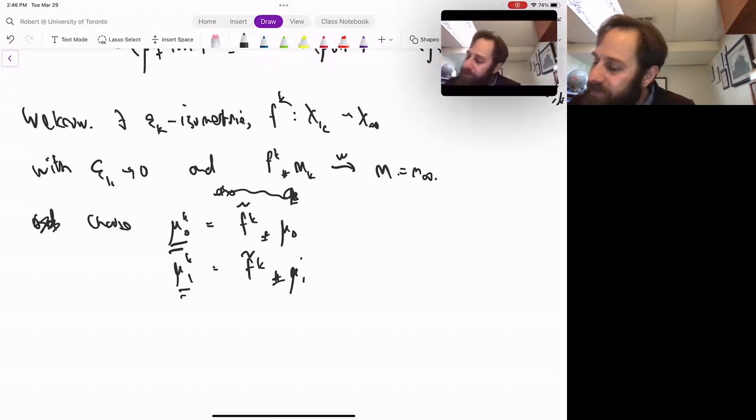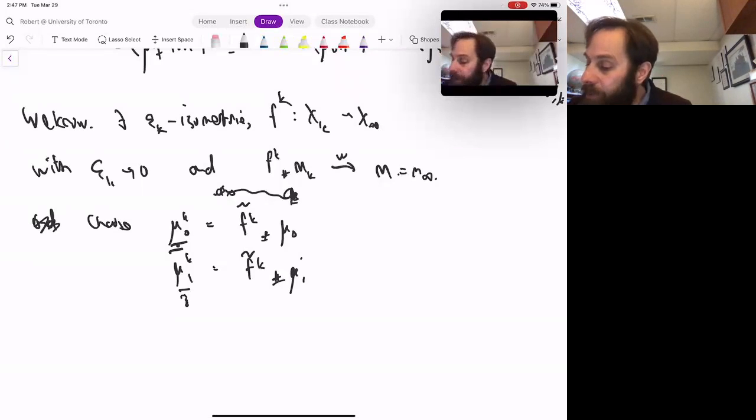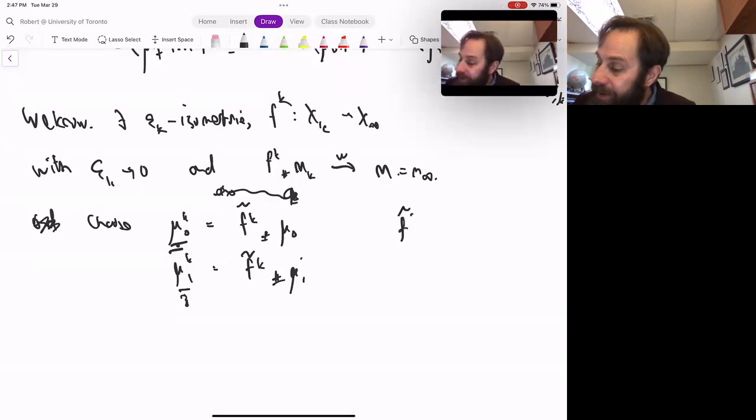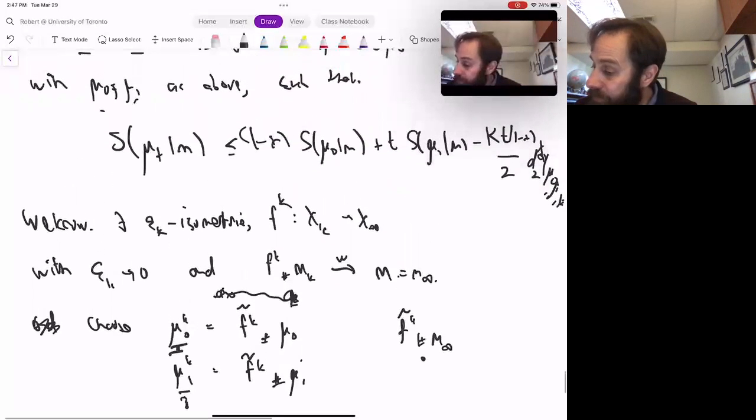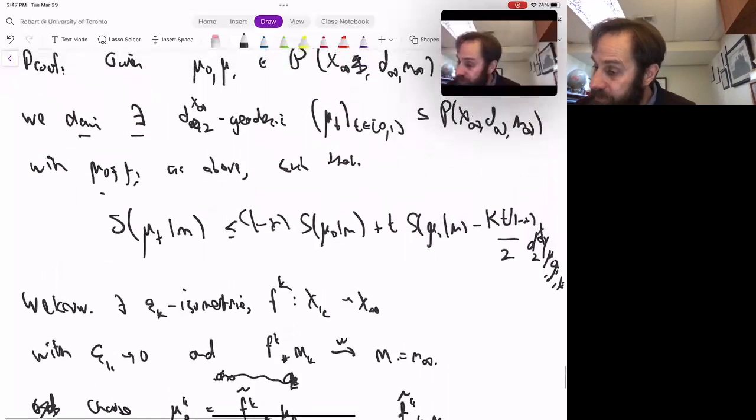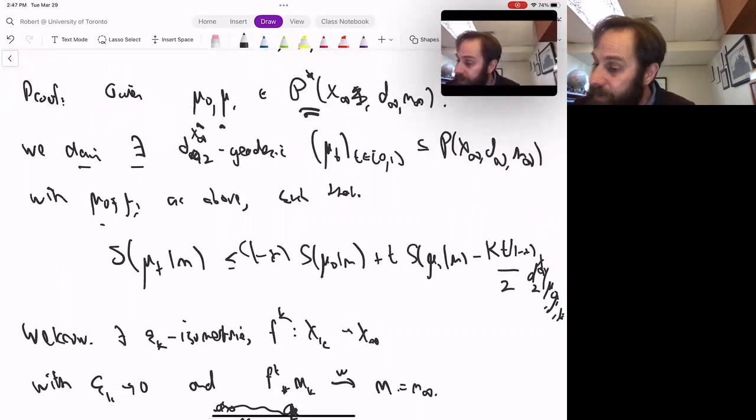So I'm sitting here wondering whether these are really going to be finite entropy measures, but I hope they are. And somehow I wanted to say, well, I could look at f tilde k push forward m infinity, and certainly the entropy of this measure with respect to that is going to be finite if the entropy of the original measure was finite, which I'm happy to assume these have finite entropy.